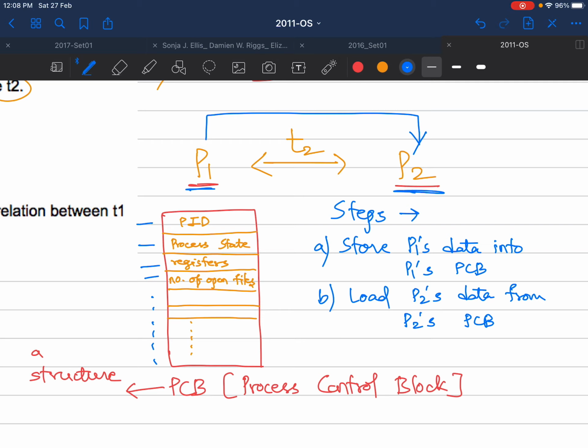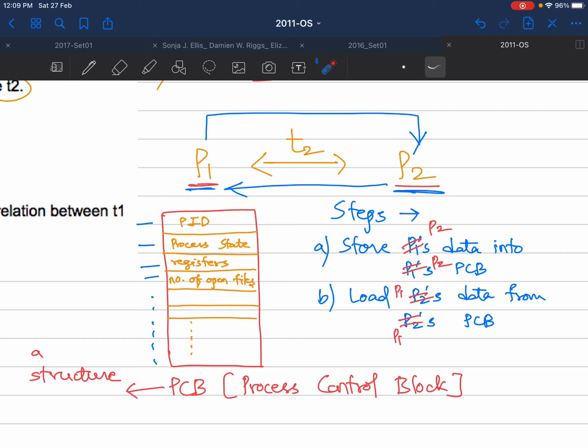When we are switching from P1 to P2, we have to do step A and we have to do step B. And when we are going to do the reverse, switching from P2 to P1, we have to do the same things. We will store P2's data in P2's PCB, and we will load P1's data from P1's PCB.